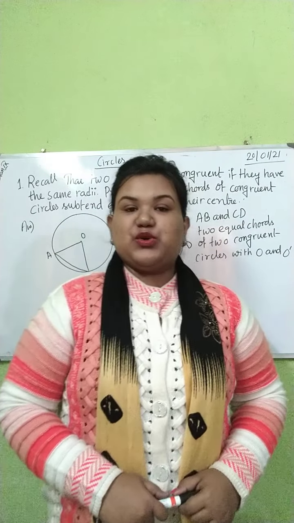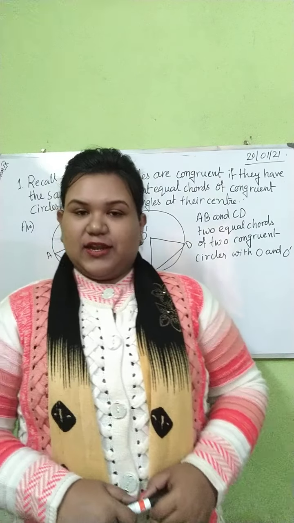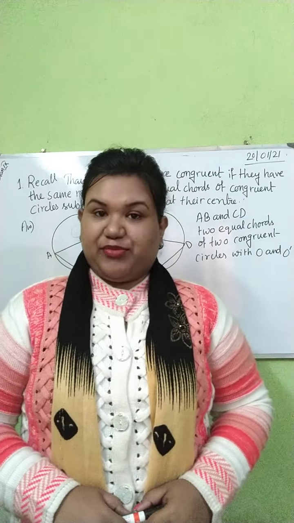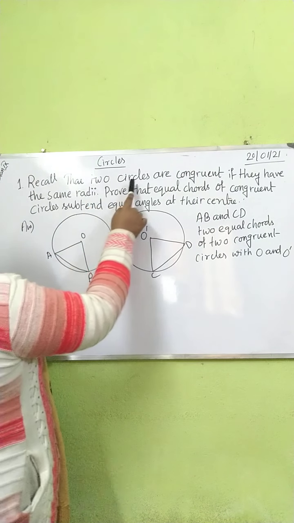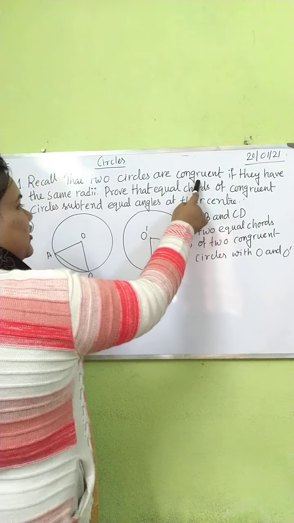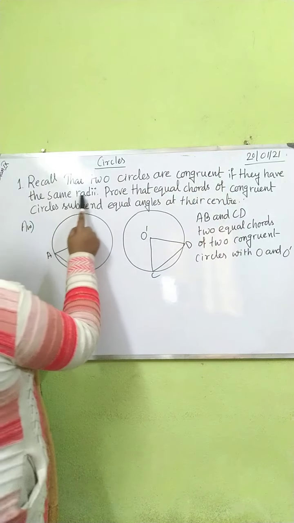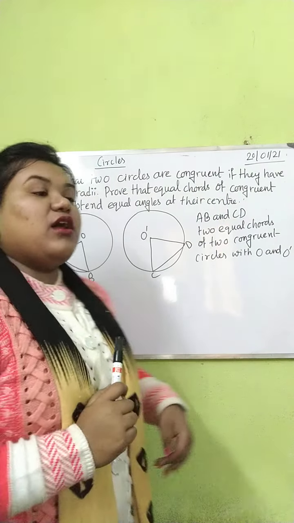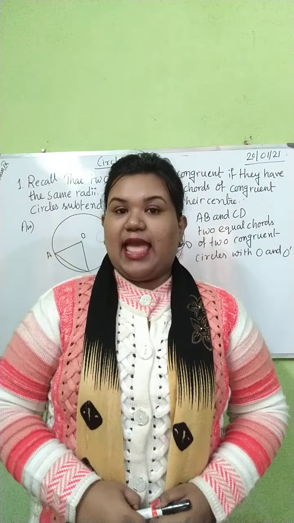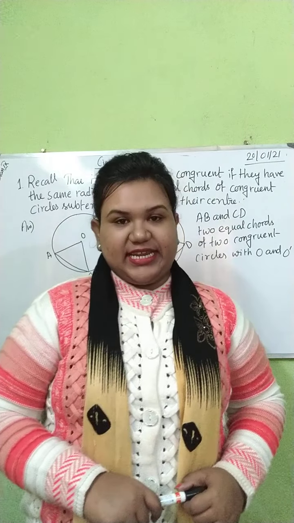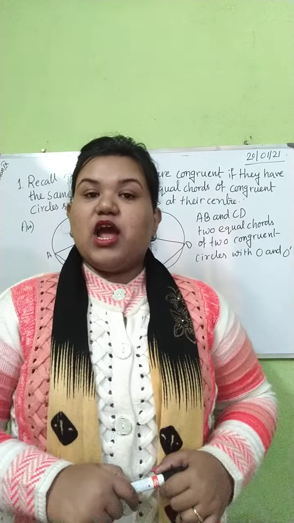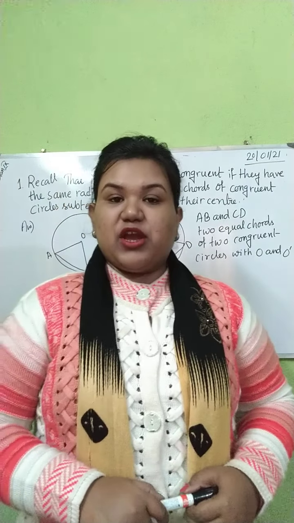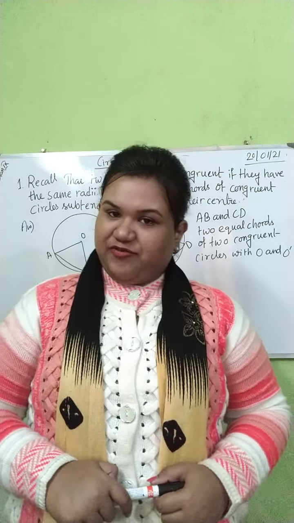Today we will do some examples of the circle chapter based on theorems. So look at the board. Recall that two circles are congruent if they have the same radius. We all know that if two circles have the same length of radius, we can say that the two circles are totally congruent because both have the same length of radius.